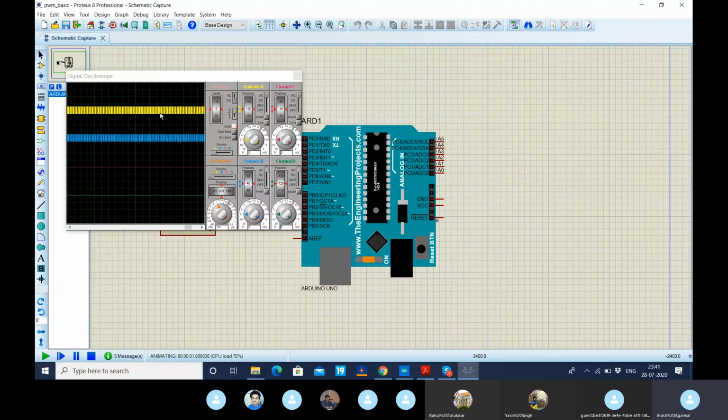Everyone can see the screen? Yes, it's visible. So now I'll zoom in. Alright.